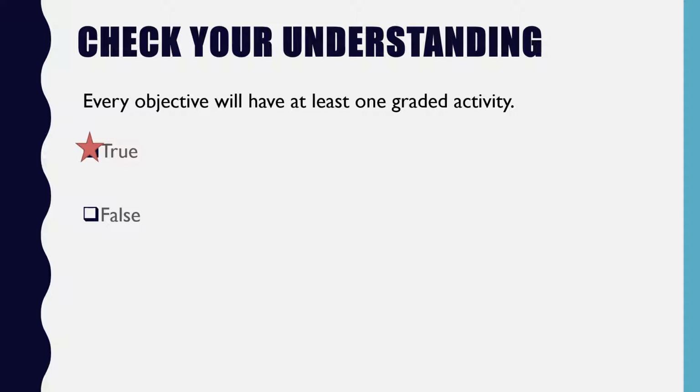You can have multiple objectives align with one graded activity, like with a quiz or an exam, for instance. You can also have multiple graded activities aligned with one objective. For instance, you may have a graded activity that is a quiz and a graded activity that is a discussion that both align with one objective. At the end of the day, all objectives must have at least one graded activity.